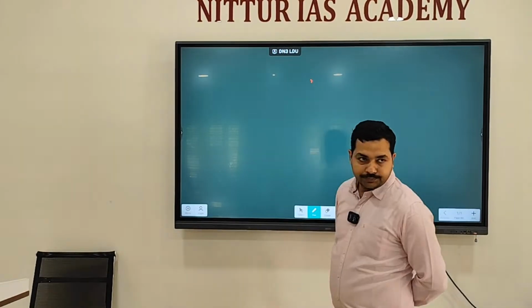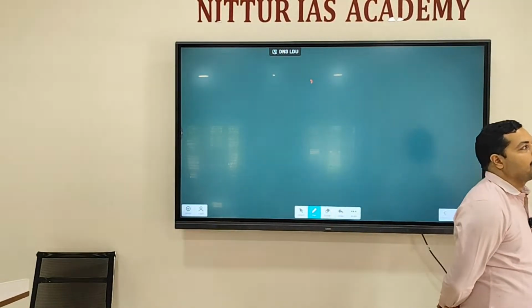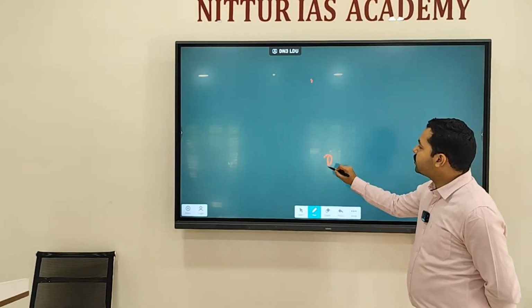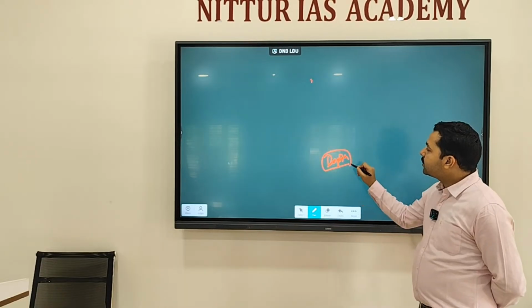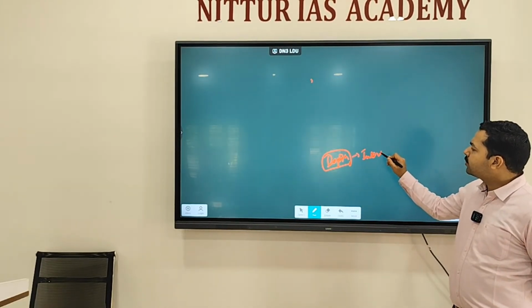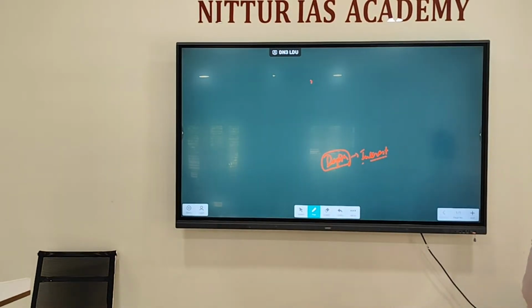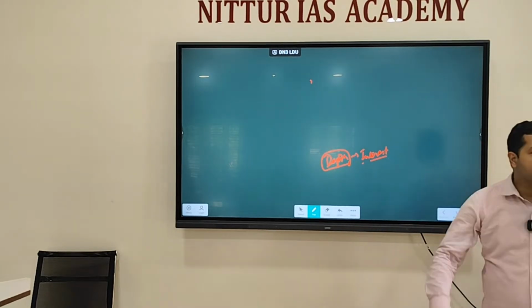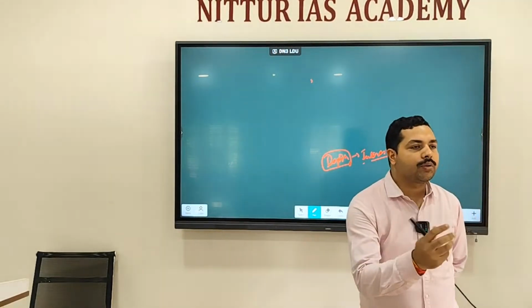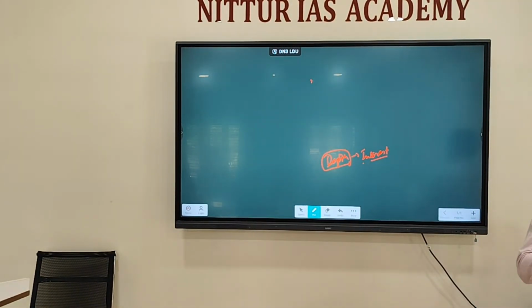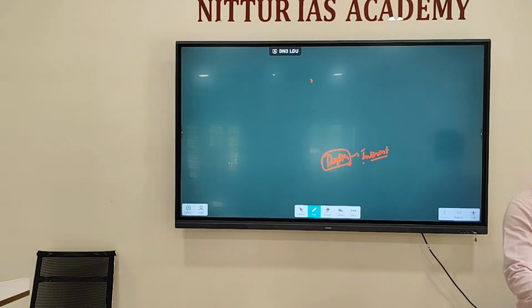For optional, which subject? It depends. See, optional requires more depth. You need to have interest in those subjects. What UPSC has mentioned in the syllabus for general studies is around 12th level knowledge, or sometimes graduation level knowledge. But optional requires deeper understanding. So first of all, you need to have interest in that subject, because only then can you read in depth. Superficial knowledge is not enough.